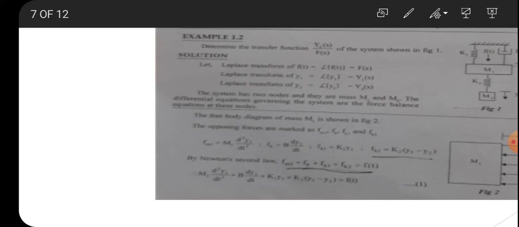fm1 is equal to m1 d²y1/dt², and fb is equal to b dy1/dt. fk1 is equal to k1 y1. fk2 is equal to k2 (y2 − y1).